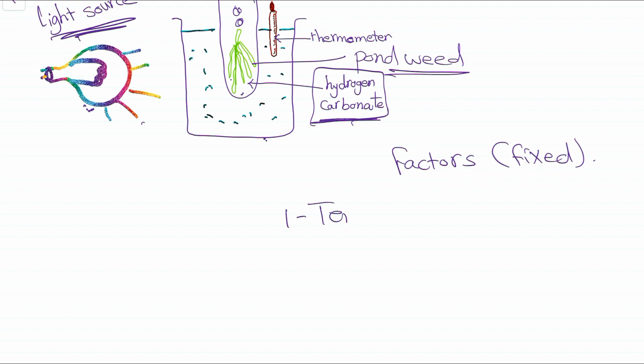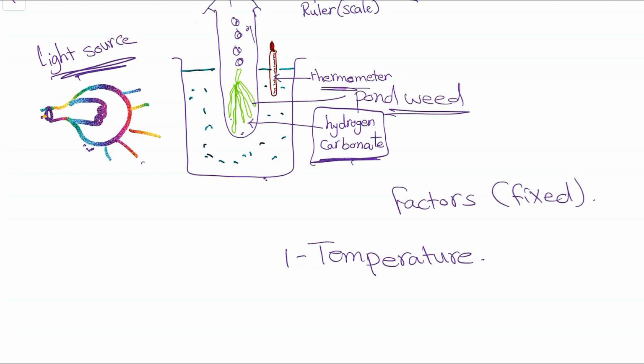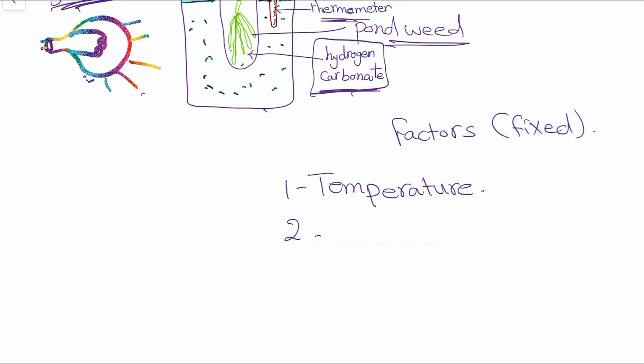Like the first one, temperature. Temperature should be fixed, as I told you, because changing the temperature affects the rate of activity of the enzymes, so it affects for sure the rate of photosynthesis and will give false results. So it should be controlled. That's why we are using a thermometer. Second, the concentration of hydrogen carbonate. Why? It's the source of carbon dioxide. It changes the concentration of carbon dioxide, and carbon dioxide is one of the most important factors in photosynthesis. So if it changes the concentration, it changes the rate and gives false results.